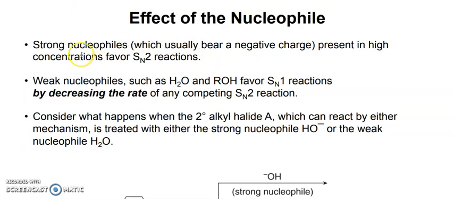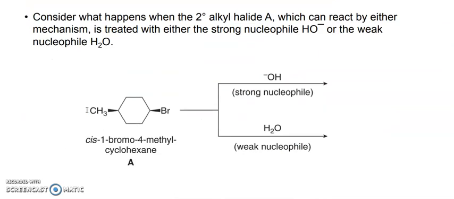Effect of nucleophile. Strong nucleophiles, which usually bear a negative charge and are present in high concentration, favor the Sn2 reaction. Weak nucleophiles such as water and alcohol favor the Sn1 reaction by decreasing the rate of any competing Sn2 reaction. Consider what happens when 2-degree alkyl halide A, which can react by either mechanism, is treated with either the strong nucleophile OH minus or the weak nucleophile water.